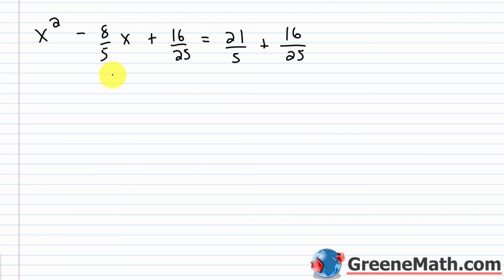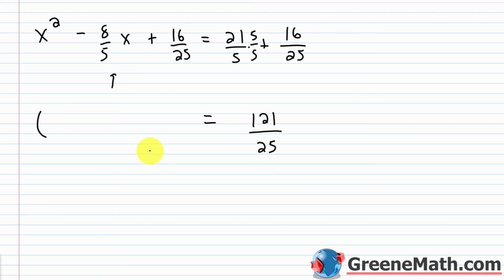This left side is a perfect square trinomial. The right side is just going to be a constant. I just need to multiply this by 5/5, so I have a common denominator, and then I can figure out what this side is going to be. So 21 times 5 is 105. If we add 105 and 16, we get 121. So this is 121/25. Now, on the left side, again, this is a perfect square trinomial that we've created.